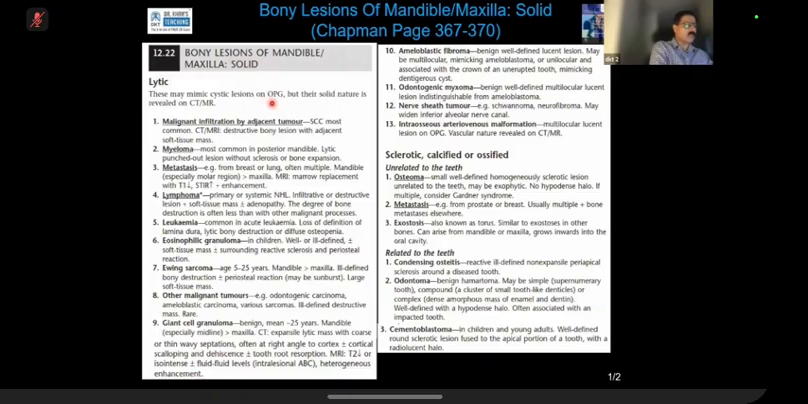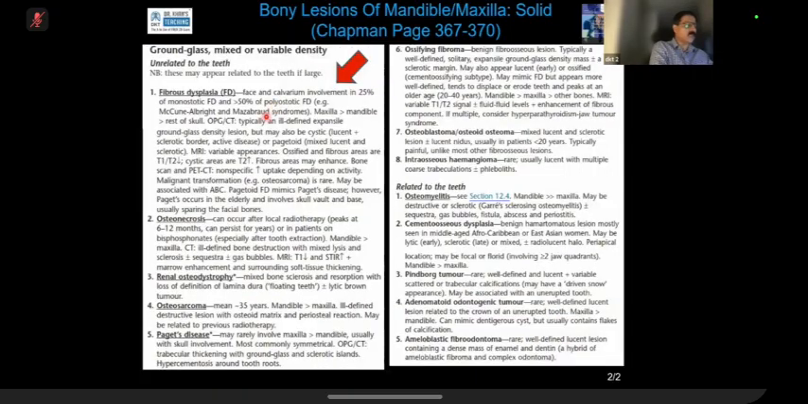Key concept which I want you to remember is written here. You see this? Face and calvarium involvement is in 25% of monoostotic. So please remember that monoostotic can involve the face, and more than 50% in polyostotic. And there are some syndromes which you should know. They ask in the exam, but I'm not going into details. Maxilla more than mandible, and so on.